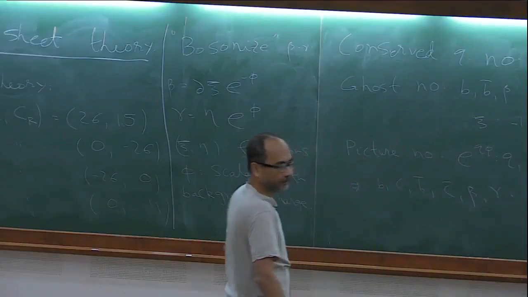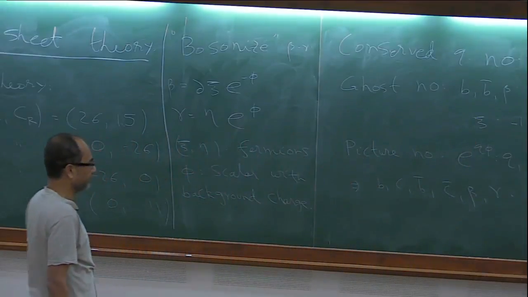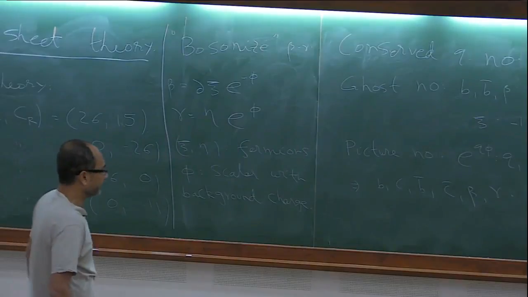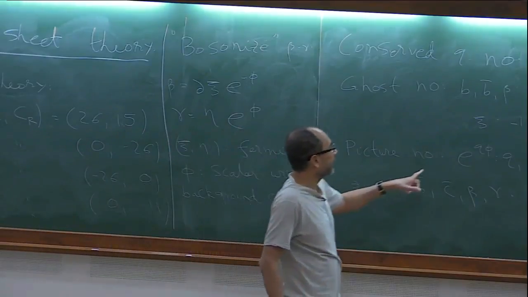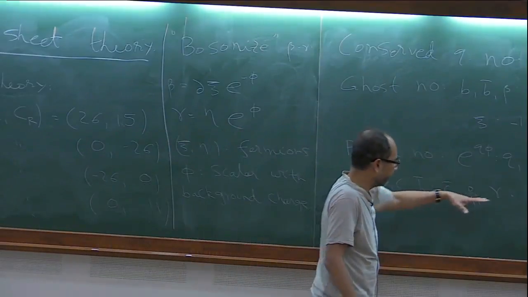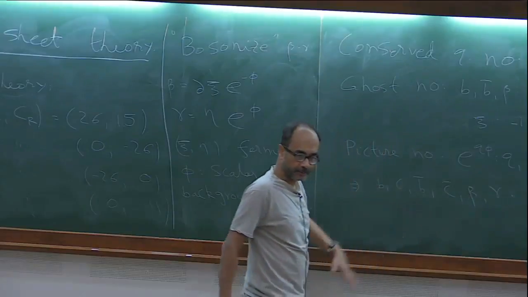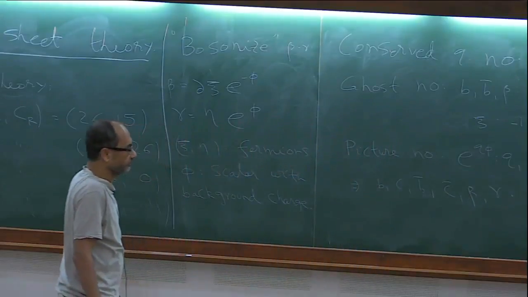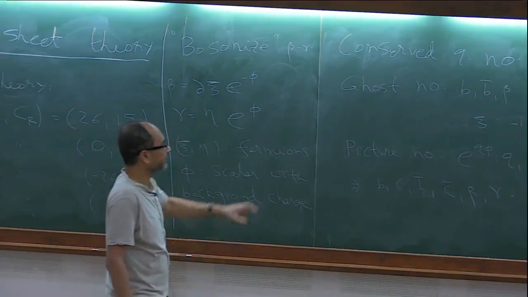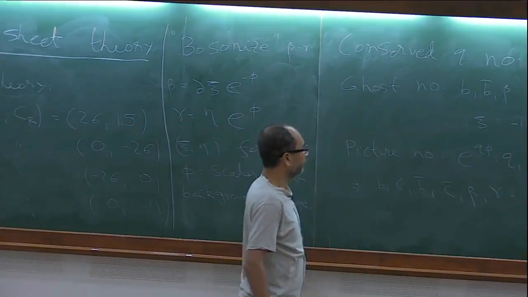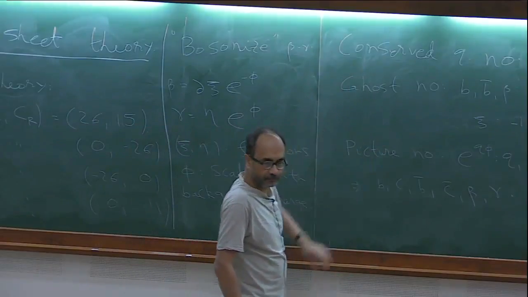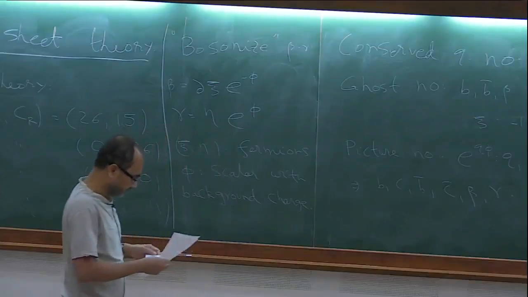You can just add up and check that these all have 0 picture number, which basically means that the picture number arises only after this bosonization. In the original variables, there is no notion of picture number. But nevertheless, we will see that the picture number plays an important role because this bosonization is necessary for the quantization.